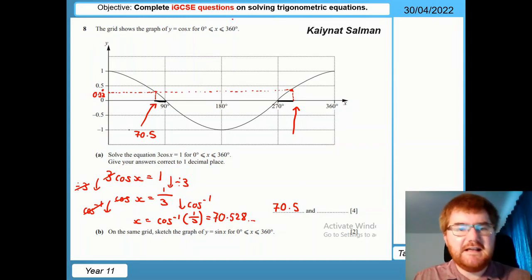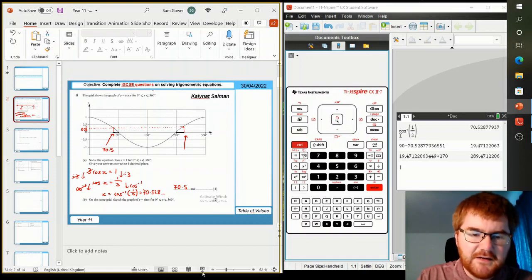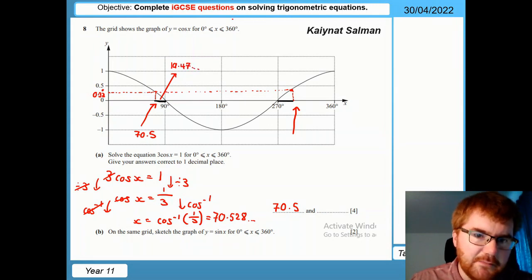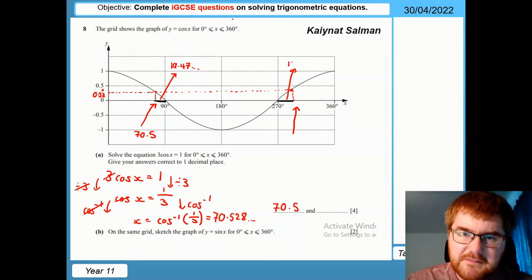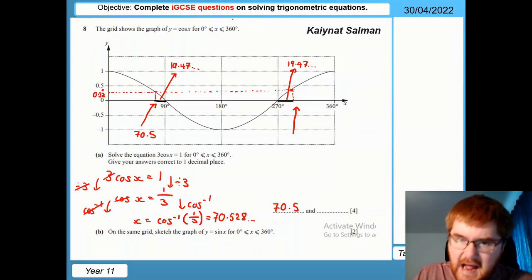So I'm going to go back to my calculator, use that 70.5, and work this out. So notice what I've done here. I've taken my answer, 70.52, and I've taken it away from 90 degrees. That gives me this black length here. So this 19.47 I've worked out corresponds to the black part here. Now, if this is a little bit confusing at first, that's absolutely fine. I'm going to do lots of examples in this video. So this is 19.47, so therefore this also has to be 19.47 as well. So then all I need to do is add that 19.47 to 270 degrees, and I'll find the second place where it actually intersects.